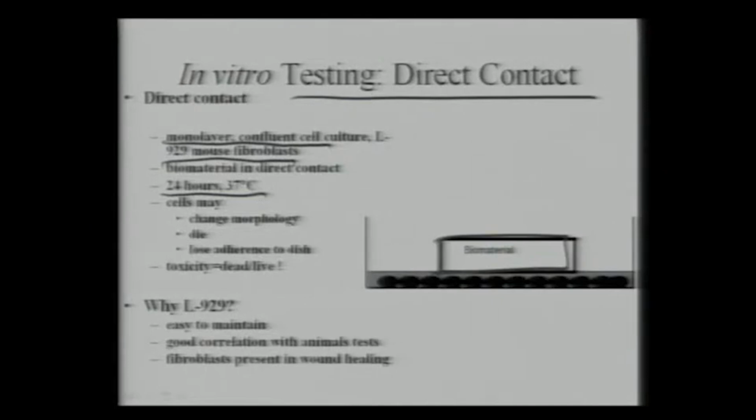Now, cells may change morphology, that is important. Cells may die or cells may lose adherence to the dish. So, what I am saying is that there are three scenarios. One scenario is that cells die; as soon as they come in contact with the material, cells will undergo apoptosis, that means cell death will occur, and that will essentially tell you that this biomaterial is toxic. So, that biomaterial has a toxic effect.